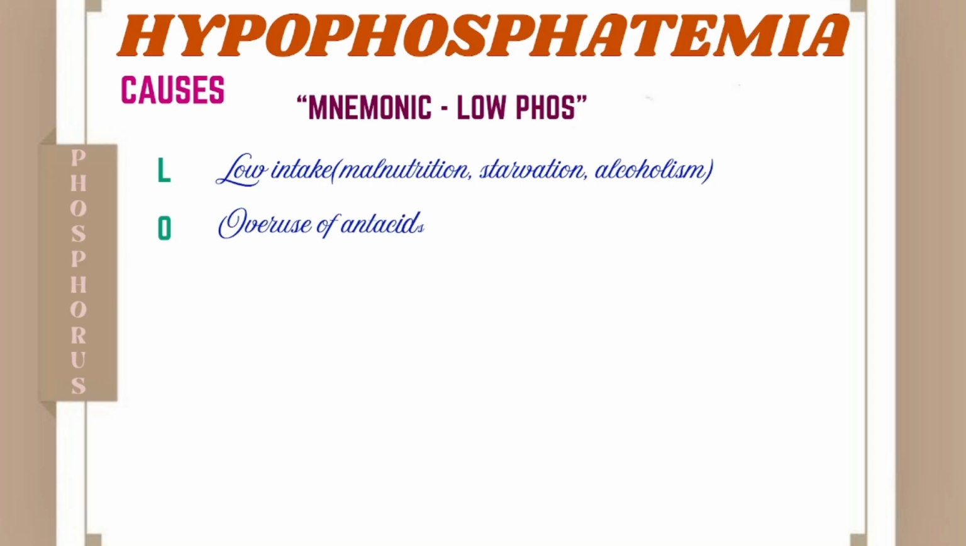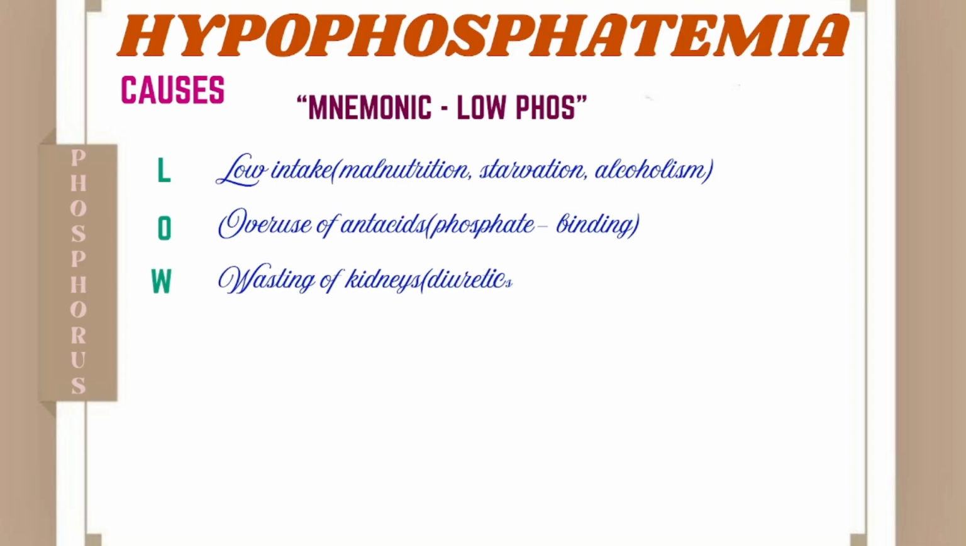O. O stands for overuse of antacids, mainly the phosphate binding antacids. If there is repeated and excessive use of antacids, then antacids will decrease the intestinal absorption of phosphate, because they will bind phosphate, so less phosphate is absorbed from intestine. Due to which there is less phosphorus in the body. Our serum phosphorus level is less.